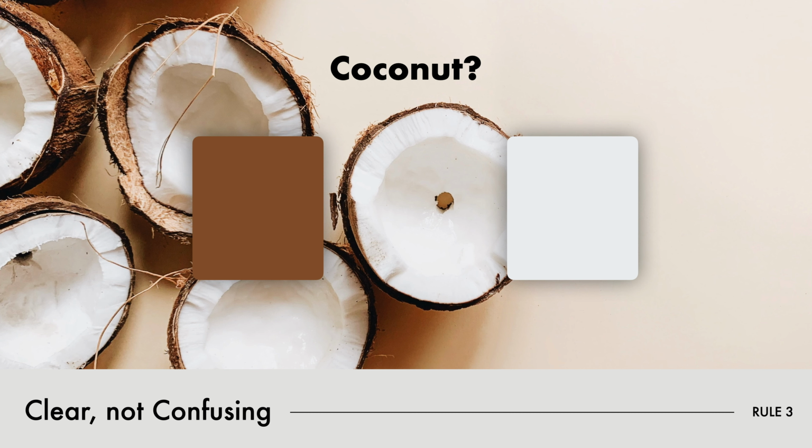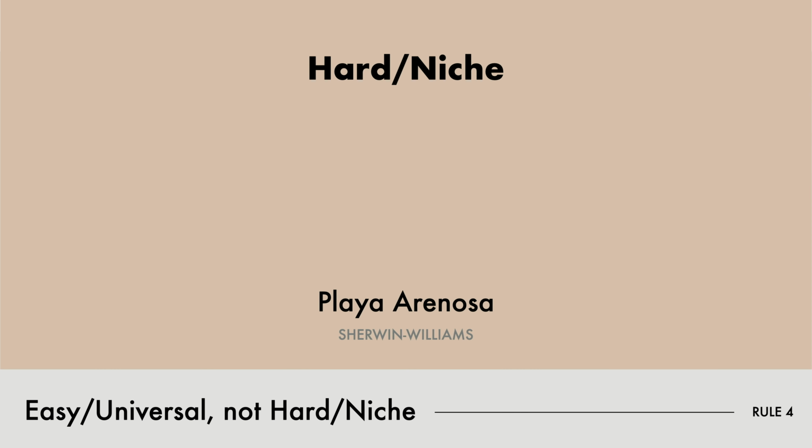Or you could say coconut milk, and then you're using a modifier to clearly denote which of the two you're referring to. So be clear and not confusing. Rule 4, you want to be easy and universal, not hard and niche.